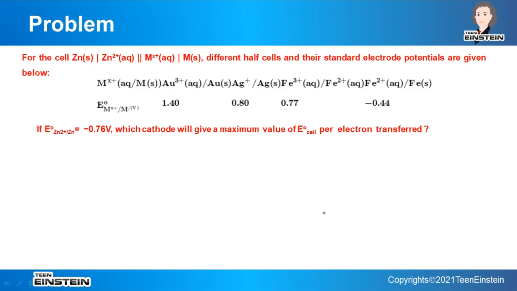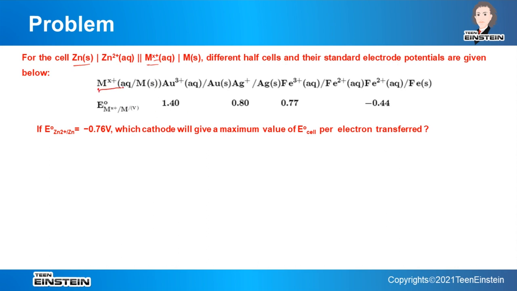We have a problem. A cell representation is given: zinc solid, which is the electrode, then Zn2+ in solution, and there is a salt bridge. After that there is a general expression of any metal M with oxidation state X+. Now the M may vary, and X may also vary depending on the nature of M. So different half cells and their standard electrode potentials are given.